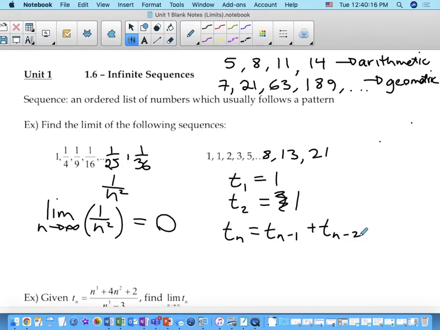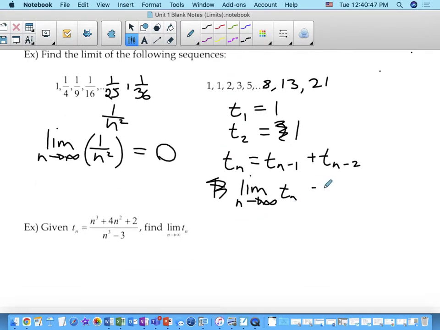Okay, now what's the limit of this sequence? The limit as n approaches infinity of Tn. What do you think? Yeah. It is infinity, because this is just going to get larger and larger and larger. Exactly. This is infinity.